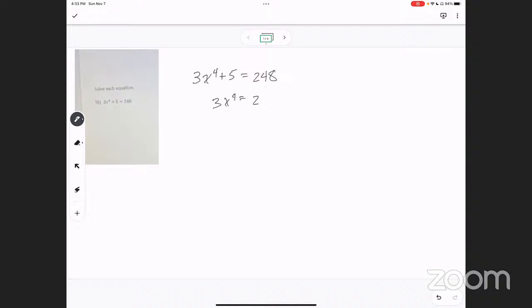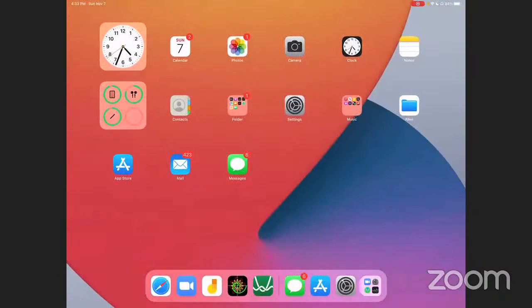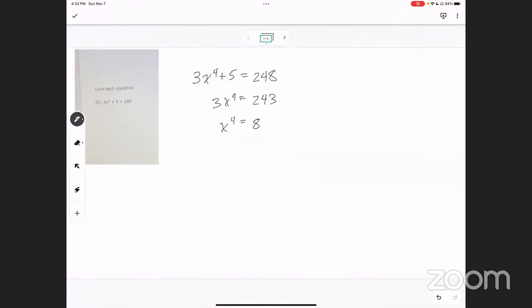What do you get when you subtract 5? 243. Good. And what's 243 divided by 3? It is 81. And now the way that you solve this is you take the fourth root of 81, kind of like taking the square root, but you're taking the fourth root of it. And what is the fourth root of 81?